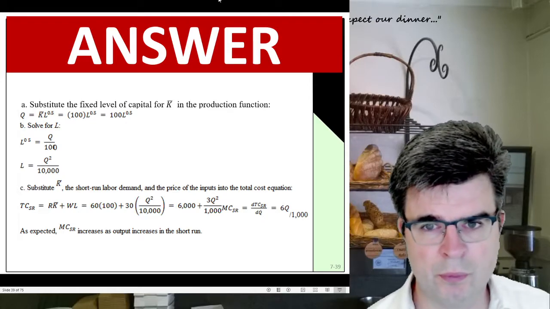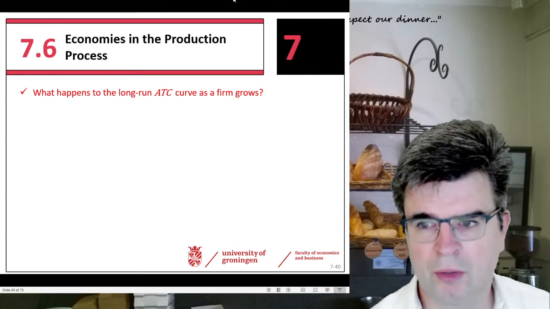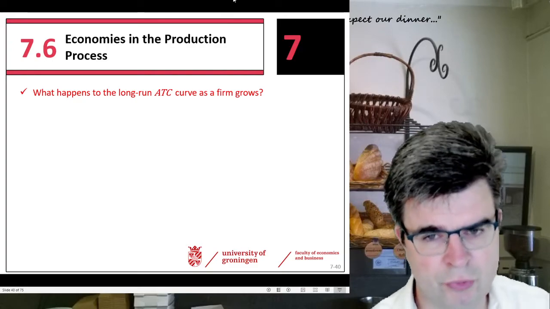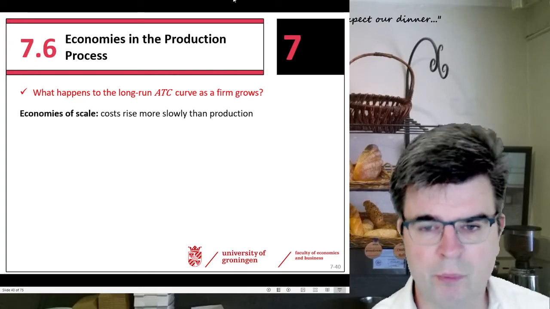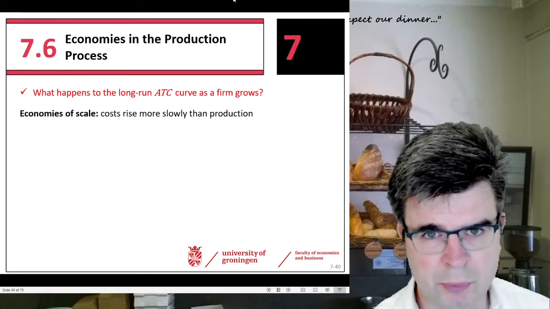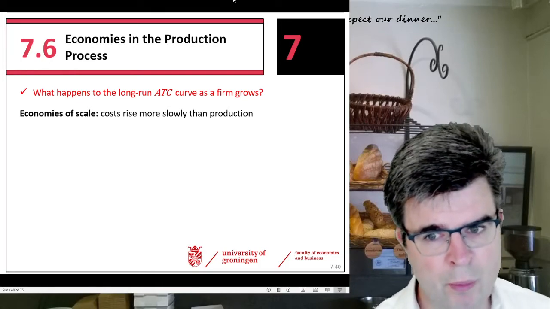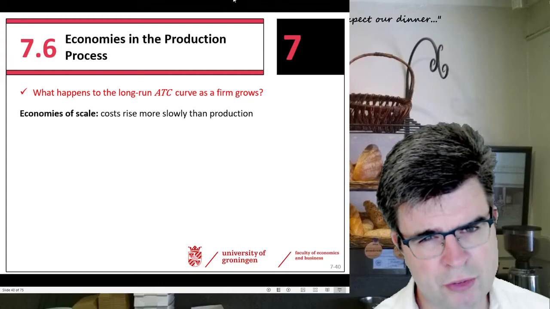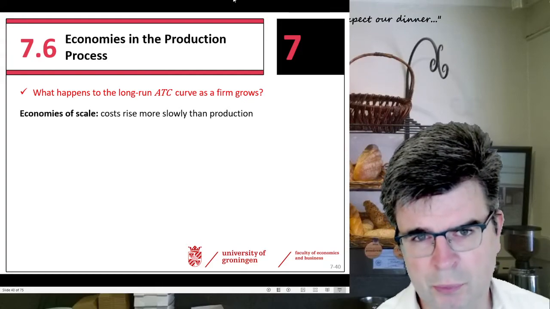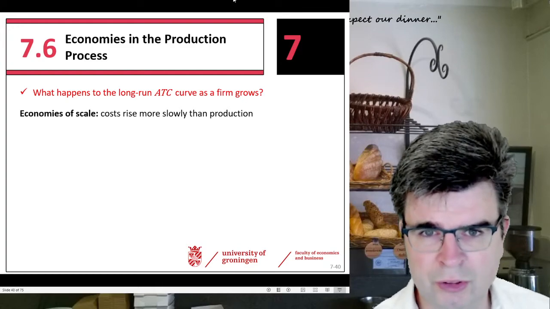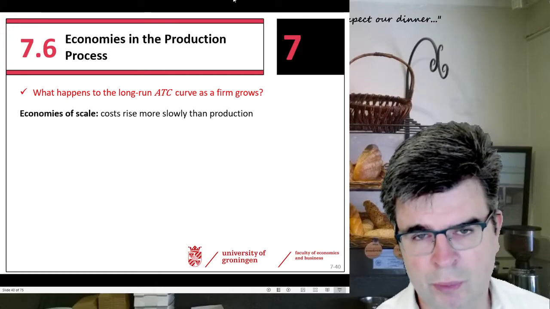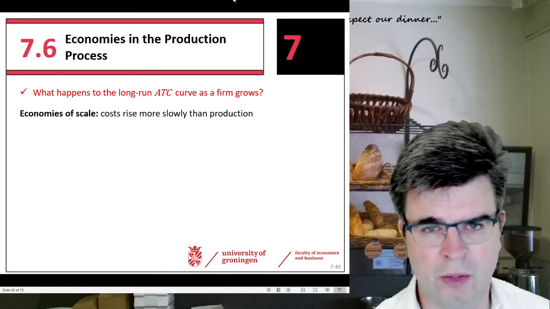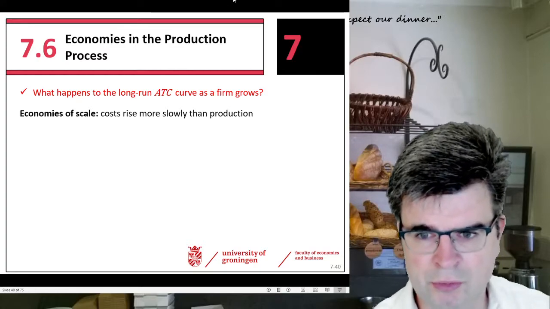Now, we have a short remaining part of chapter 7. What happens to the long run average total cost as a firm grows? We distinguish between a couple of situations. We have economies of scale when costs rise more slowly than production. We've seen this example at the start where you increased production from 10 to 20 units and your total cost increased from 100 to 180, meaning that you could double your production without doubling your cost. Then you have economies of scale.